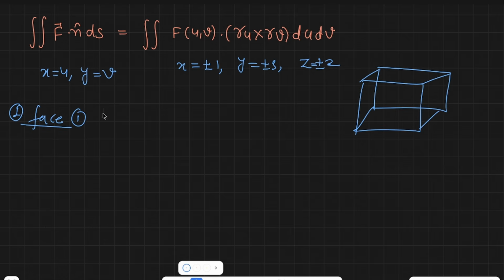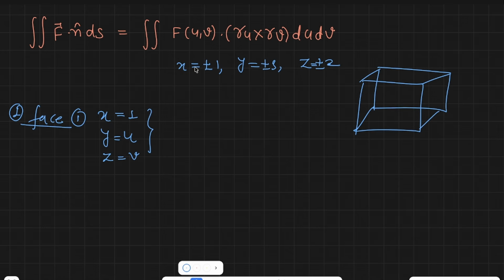Face 1 means x equals 1, which is created by this face. If x is 1, then y equals u and z equals v. These are the parameters which we are going to put in this formula.